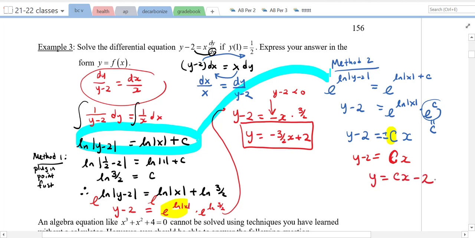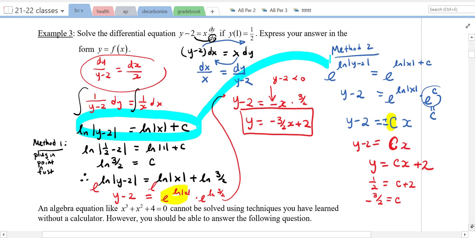But how do I solve for c once again? Well, this is where I'll plug in the values. So now I'll plug things in. So 1/2 equals 1c minus 2. Oh, sorry, plus 2. My fault. Plus 2, plus 2. Sorry. So c equals negative 3/2. Right? 1/2 minus that. And then once again, you get the same equation.